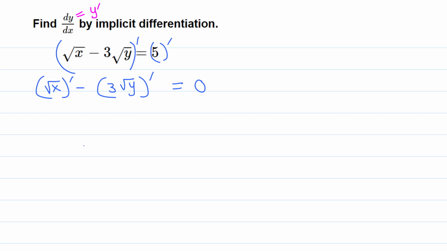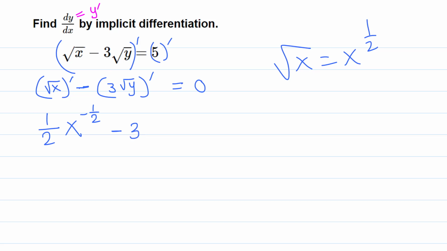Now in the next step, the derivative of root x. Root x is x raised to 1/2. So the derivative is 1/2 x to the 1/2 minus 1, which is negative 1/2, and minus in the middle. So 3 times the derivative of root y. The 3 we can just pull outside.